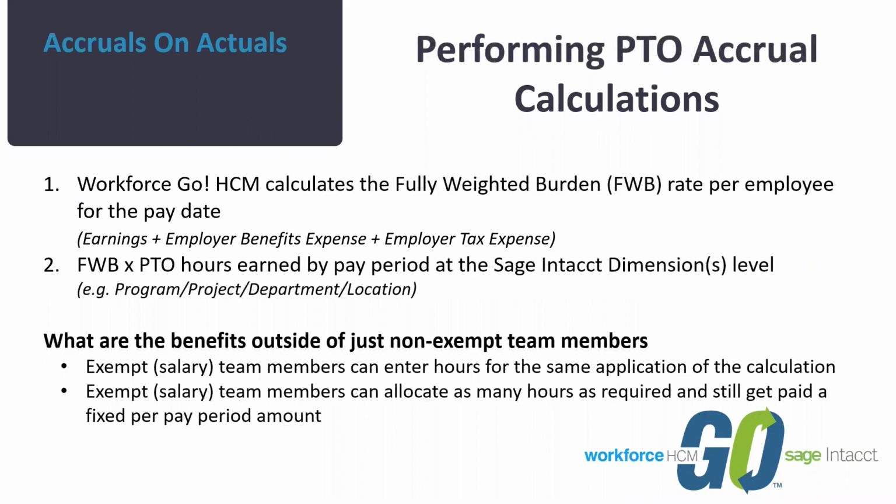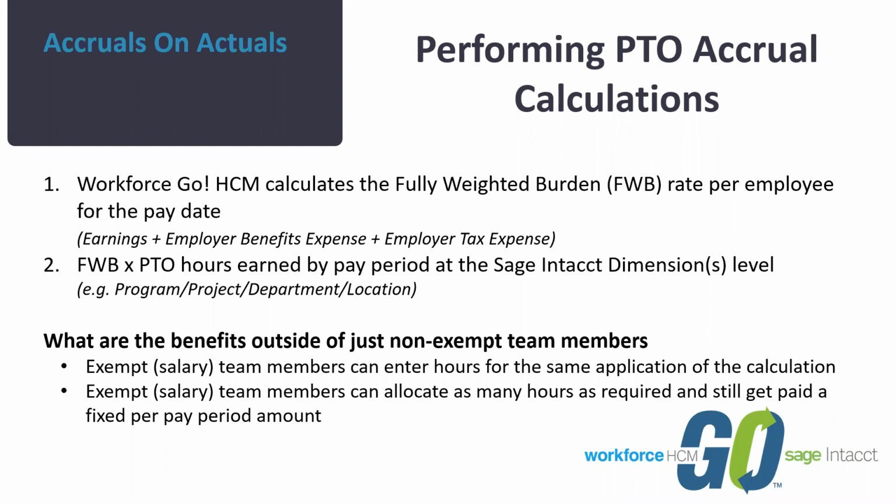Now, performing those calculations, again, looking at that not only from the wage accrual side that is happening, but also from the PTO accrual calculations and how those are being performed as well. Workforce Go HCM calculates, again, that fully weighted burden rate per employee per pay date. And that is including the earnings, the employer benefit expenses, and the employer taxes. With that fully weighted burden rate, we're actually multiplying that by the actual PTO hours earned by pay period at the Sage Intacct dimension level, program, project, department, and location. So this is looking at that within the specific period and allowing you to perform those calculations automatically and book that reporting within Sage Intacct appropriately and accurately per pay period.